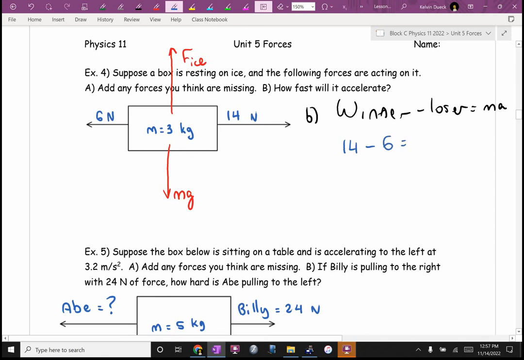What does winner minus loser always equal? MA. Sean, what does B want me to find? Look up, kiddo. What does B want me to find? How will I get the A by itself? Sean's theorem.